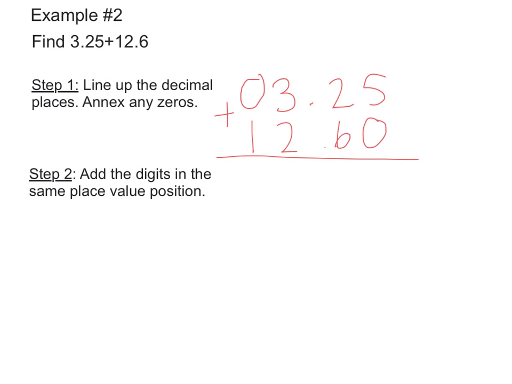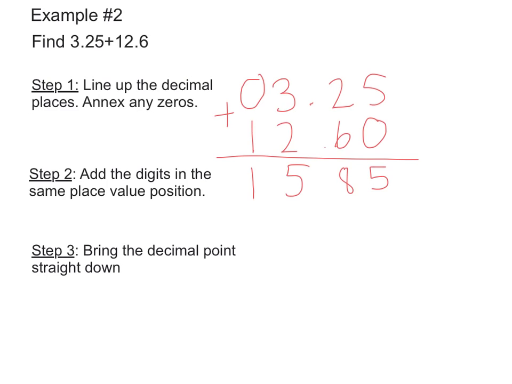Step 2. Add the digits in the same place value position. We are going to start with the hundredths. 5 plus 0 is 5. With the tenths, 2 plus 6 is 8. 3 plus 2 is 5. 0 plus 1 is 1. Step 3. Bring the decimal point straight down. It is going to be between the 5 and the 8. So my answer is 15 and 85/100.